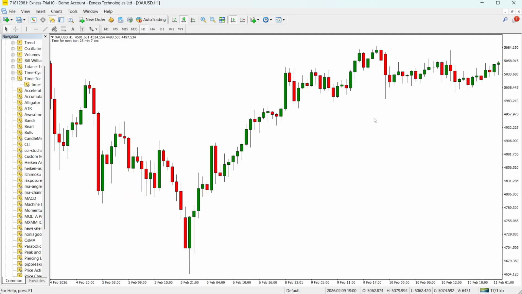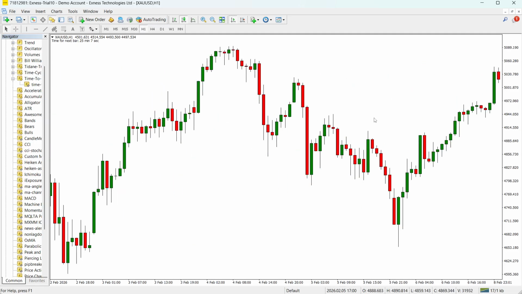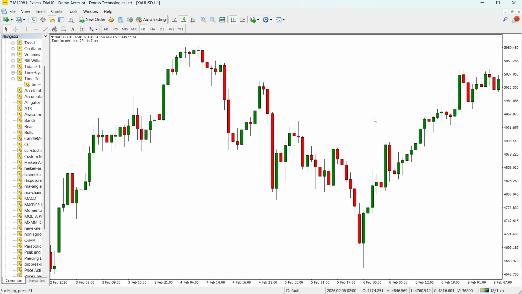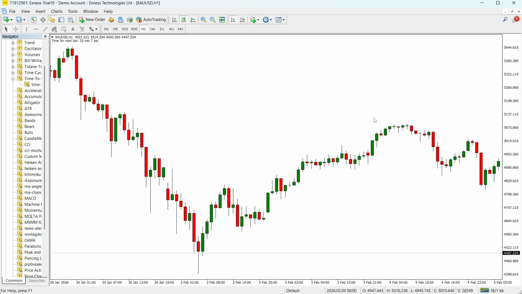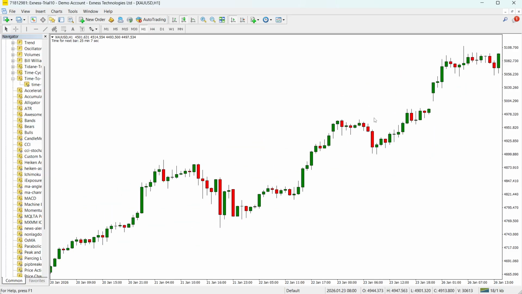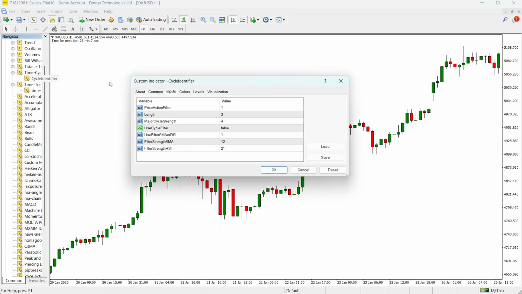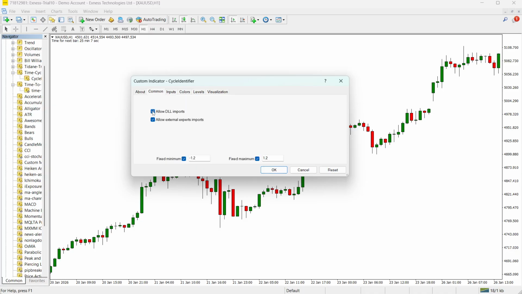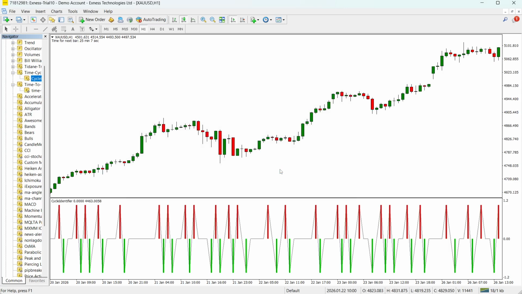This tool appears as a dedicated cycle window under your chart, showing red and green bars plus a connecting line, so you can visually gauge bullish and bearish time cycles and potential turning points. At this point, I'll load the indicator on the chart so you can see how it looks in real time. Remember to allow DLL imports. Alright, there we have it.